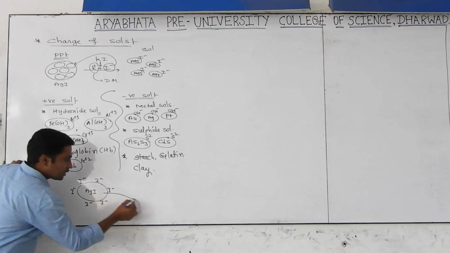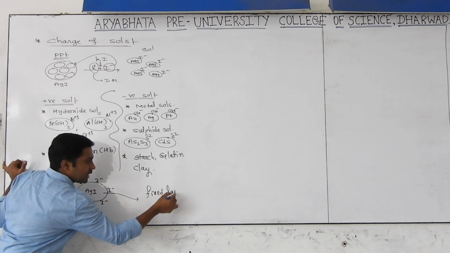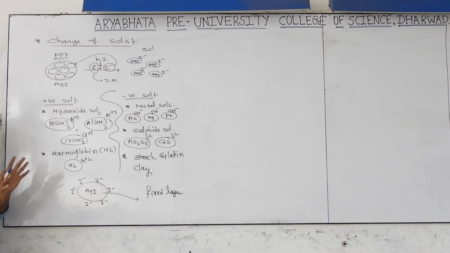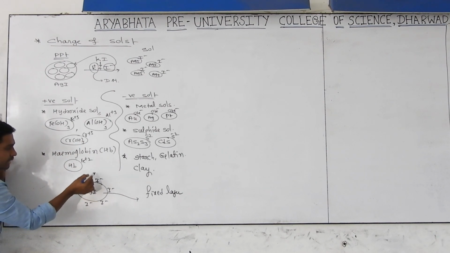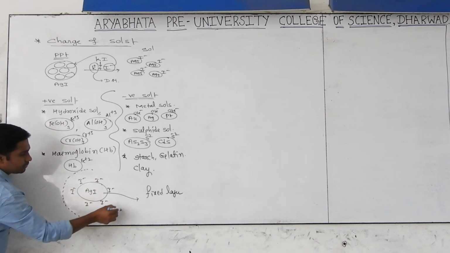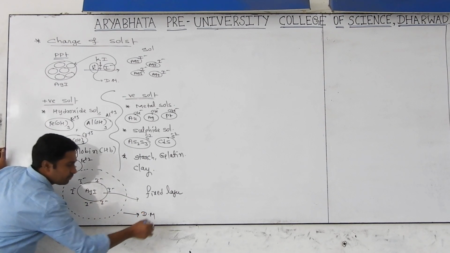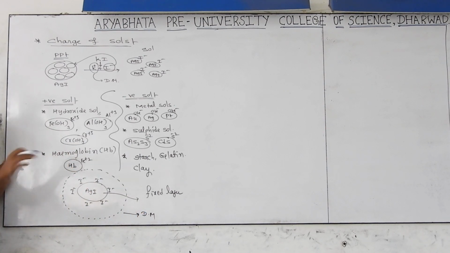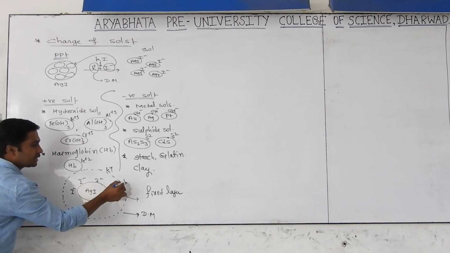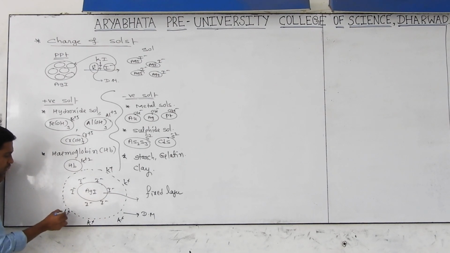It is called the fixed layer. Why? Because the layer will not be disturbed, because it is already stuck on the colloidal particle. Now, it is surrounded with one more layer from the dispersion medium. From the dispersion medium, one more layer is coming with charge opposite to I minus. Which particle? K plus particles will be coming from the dispersion medium.